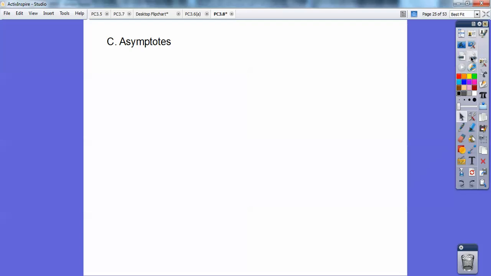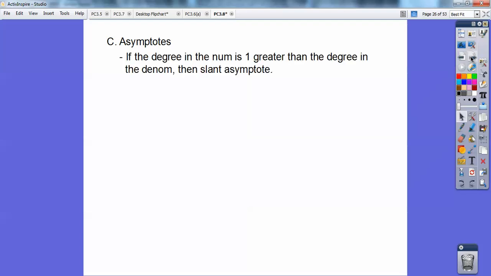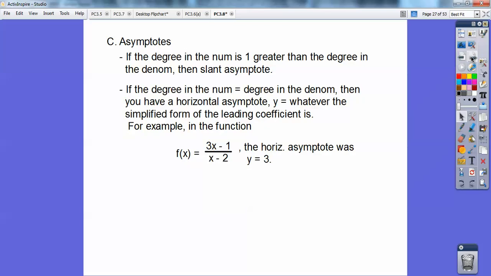All right, so here's a general rule for asymptotes. If the degree in the numerator is one more than the denominator, then there's a slant asymptote, and you have to long divide. So if the degree in the numerator equals the degree in the denominator, then you have a horizontal asymptote, and your horizontal asymptote is y equals whatever the simplified form of your leading coefficients is.